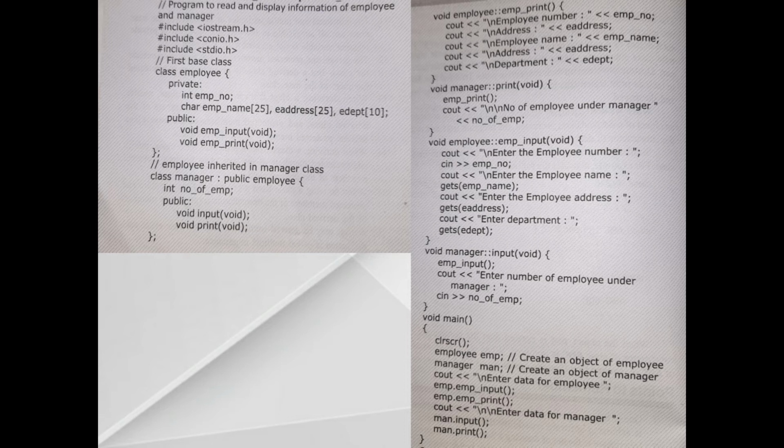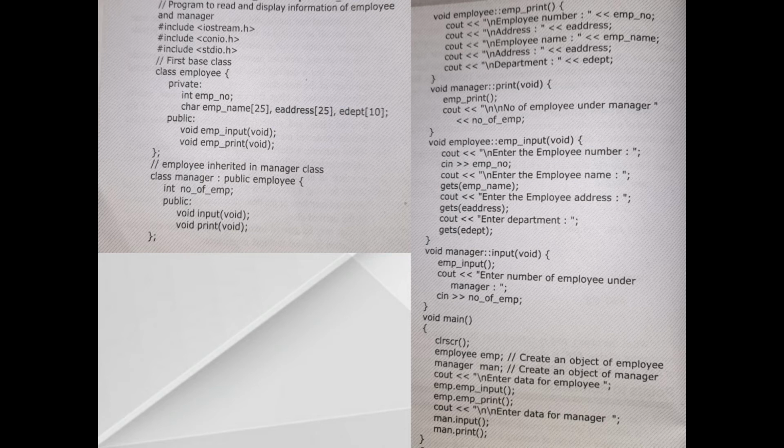If you look at the program, the class employee has the following data members with private access. So only the class employee can have access to these private data members: the employee number, employee name, employee address, and employee department. Even the derived class cannot have access to these private data members. The member functions are emp_input and emp_print.